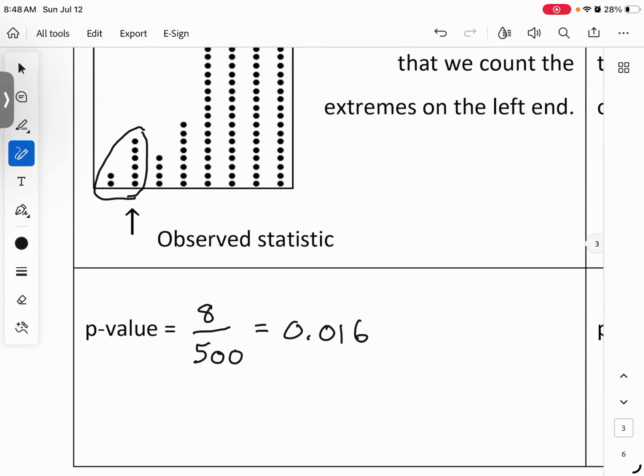Now, one of the things we're going to be doing is hoping for smaller p-values if we're trying to win our argument. This one here is pretty good because it's like 0.01 or 0.02 if you round it a little bit, which we won't ever round our p-values. We're just going to leave it like that. This is considered a small p-value.